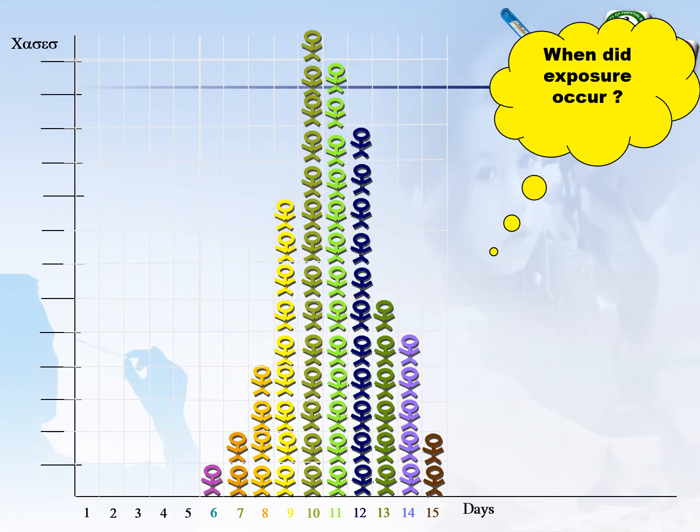So if we know the range of the incubation period, the minimum and maximum incubation period, because we have identified the pathogen, the exposure period will be computed as date of start minus minimum incubation period and date of end minus maximum incubation period. In our example, the start of the onset is 6 and the minimum incubation period is 5. Hence, start is 1. In the same way, the end date of onset is 15 and the maximum incubation is 13. Therefore, it's 3. The exposure period is from day 1 to day 3.